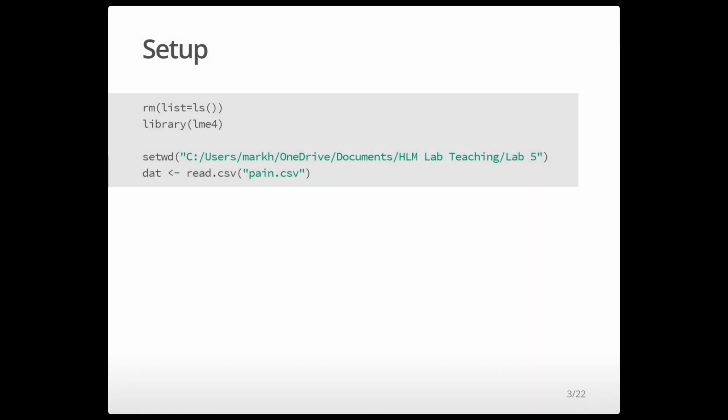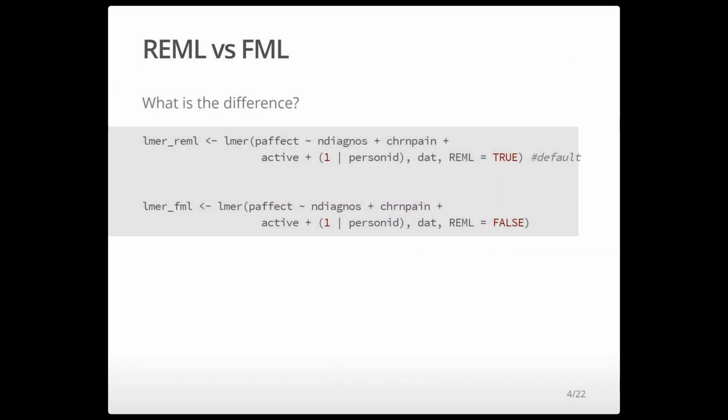Getting started this week, we're going to look at the Pane data again. So I'm getting set up by loading up lme4, loading up my data. And first, we're going to talk about the difference between restricted and full maximum likelihood.